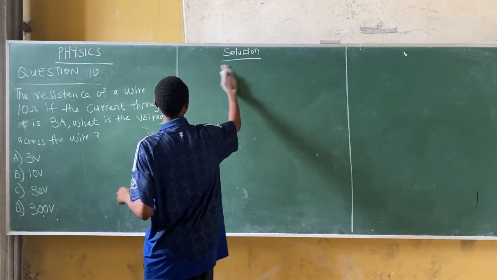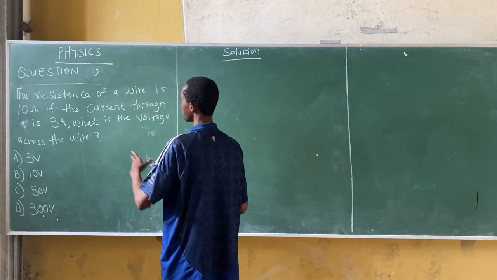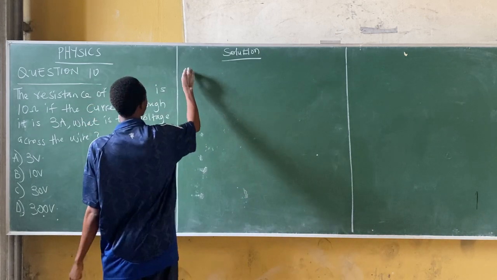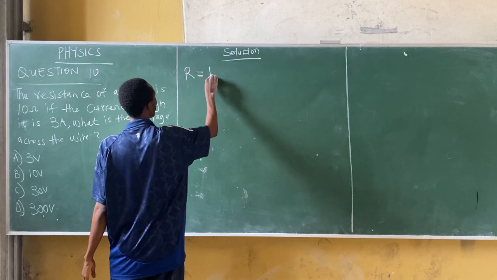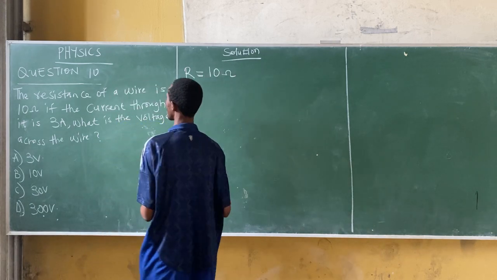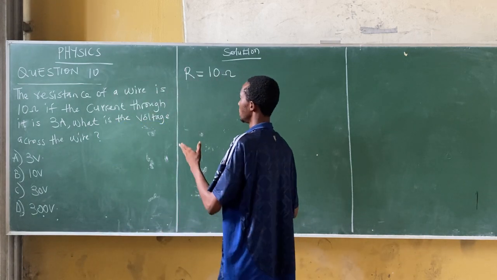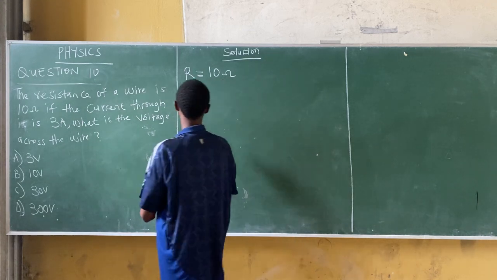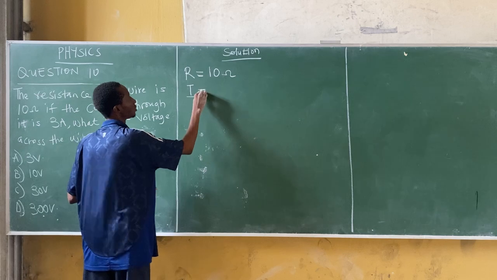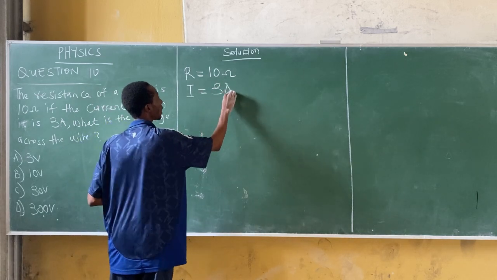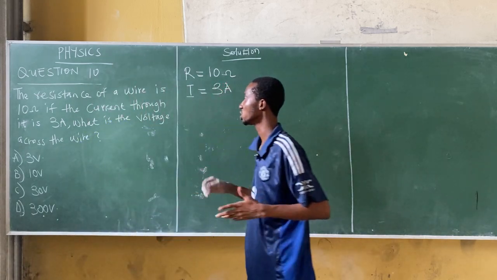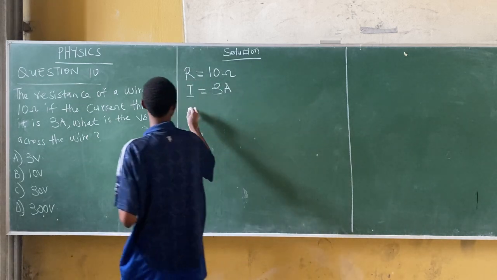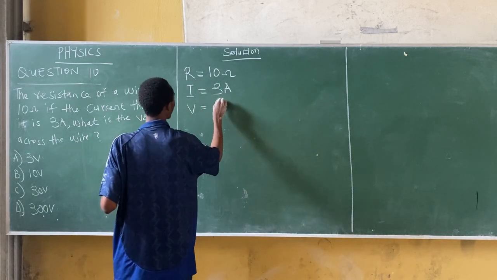Now let's write out the given parameters. The resistance of the wire is 10 ohms, so we have resistance R to be 10 ohms. If the current flowing through it is 3 amps, so current is equal to 3 amps. They say, what is the voltage across the wire? Voltage V across the wire is unknown.